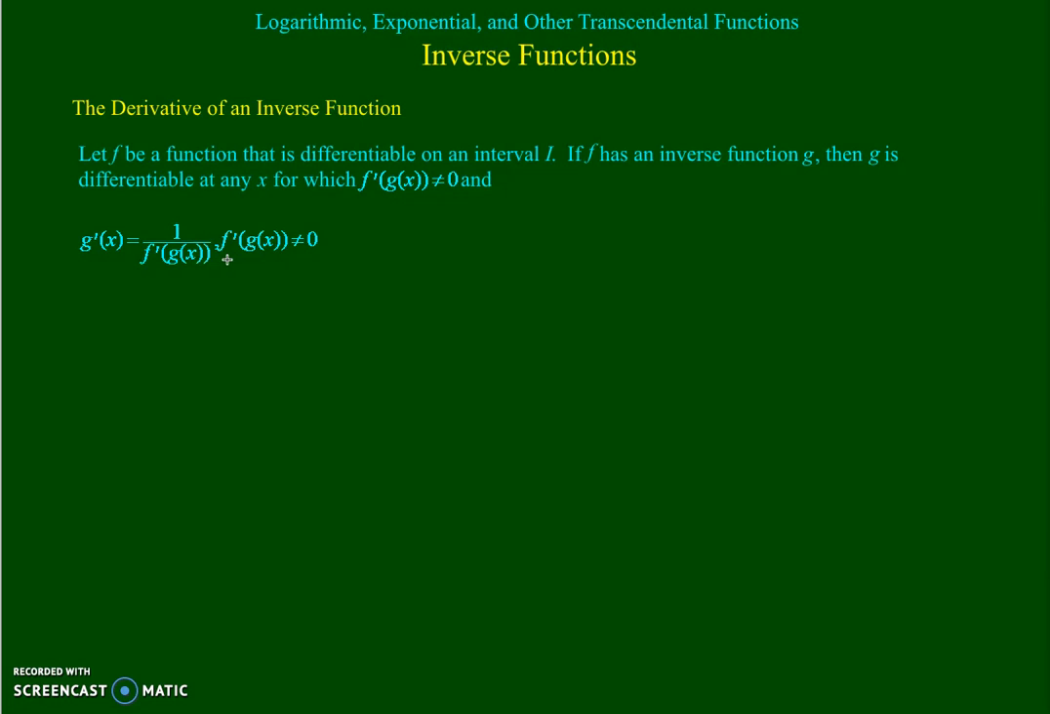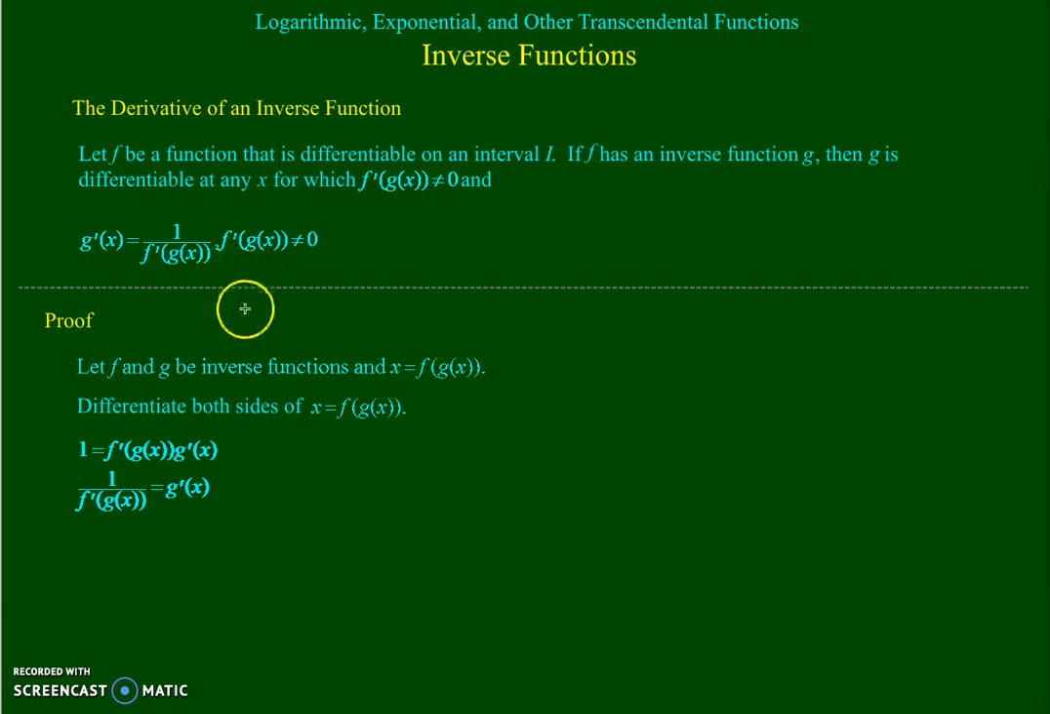So let's take a look at where this comes from to see if we can make some sense of it. To start with, let's consider f and g being inverses, so g is the inverse of f. Then we know this has to be true, because in order for f and g to be inverses, the composite of f at g has to be x. And the reverse is also true: g of f of x must also be x. So we start with that piece. Let's go ahead and differentiate on both sides.